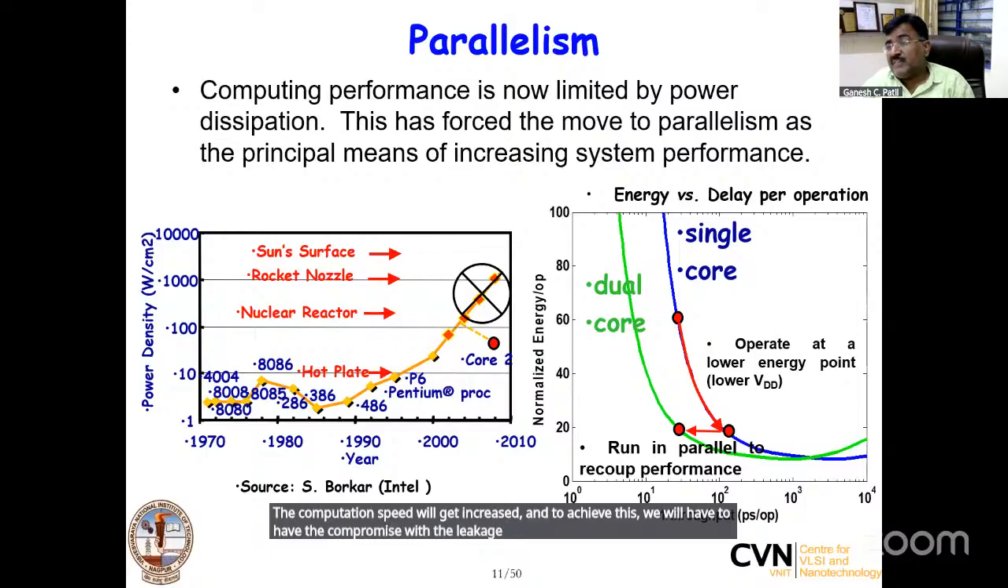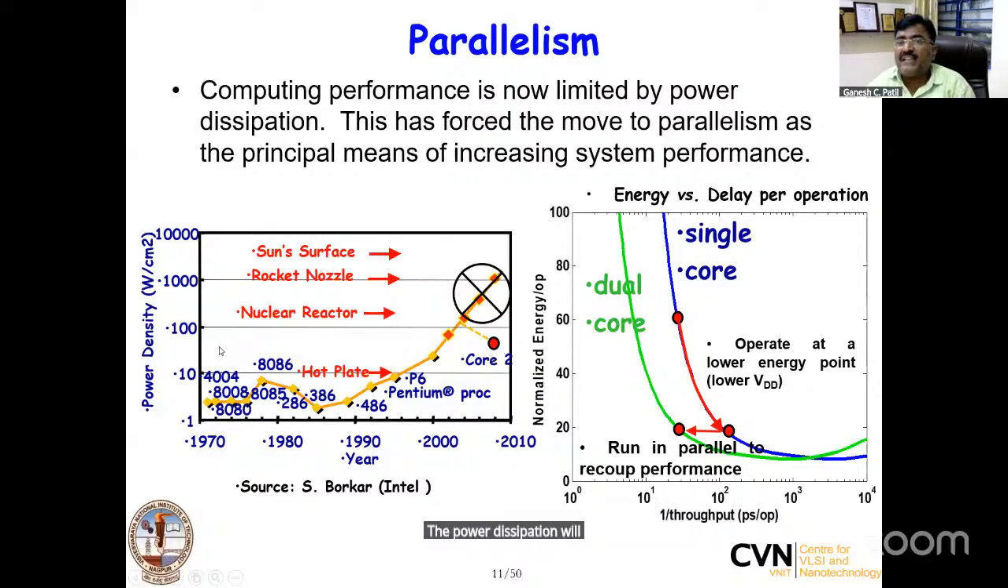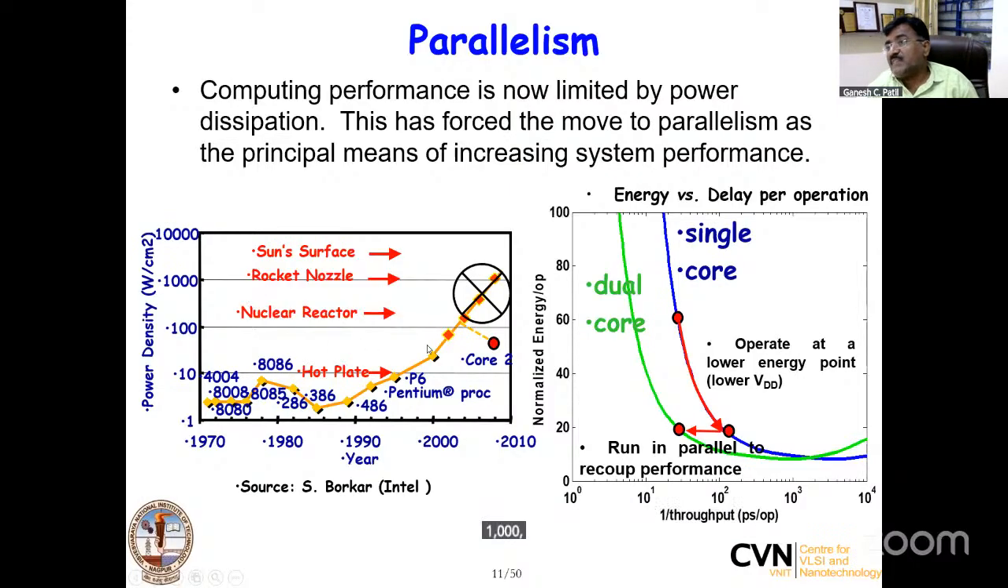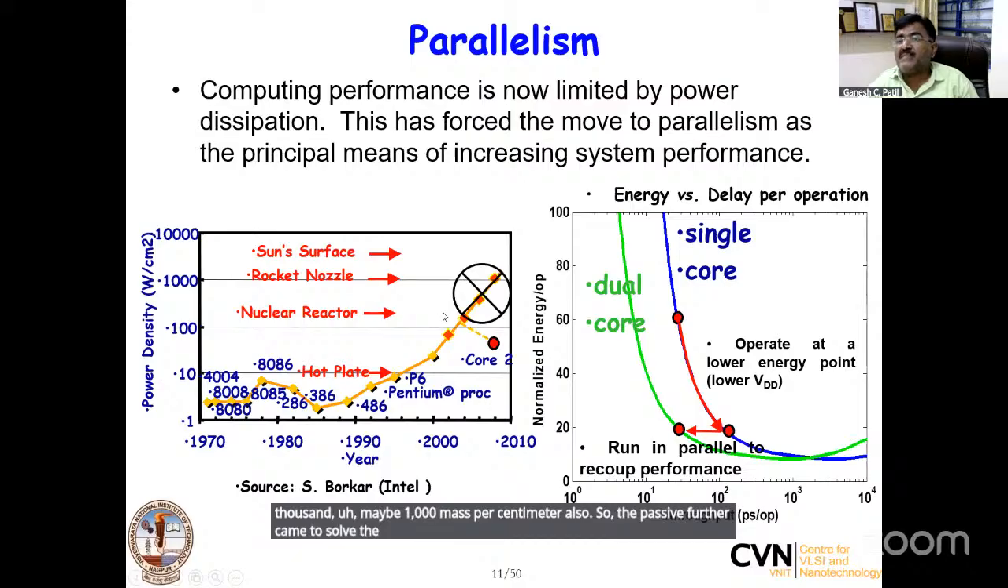But now with the dual core, we could achieve the same performance at a similar kind of power dissipation. You could see in the other graph at the left side, with two cores the power dissipation will be lower than 100. And if you go with the single core, it could go up and up, reaching around 1000, maybe 1000 watts per centimeter square also. So the concept of dual core or quad core came to solve the problem of static power dissipation, and the concept is parallelism.